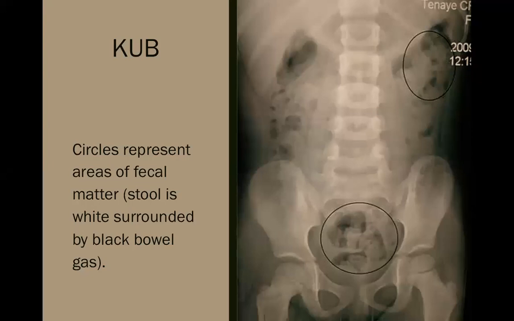This is a KUB, or abdominal X-ray. When you look at the circles, those are areas of fecal matter. You can see the stool is white, surrounded by black bowel gas. So if you look here, you can see right here is stool, and then up here is gas. Stool, stool, same thing up here. Stool, stool, gas.